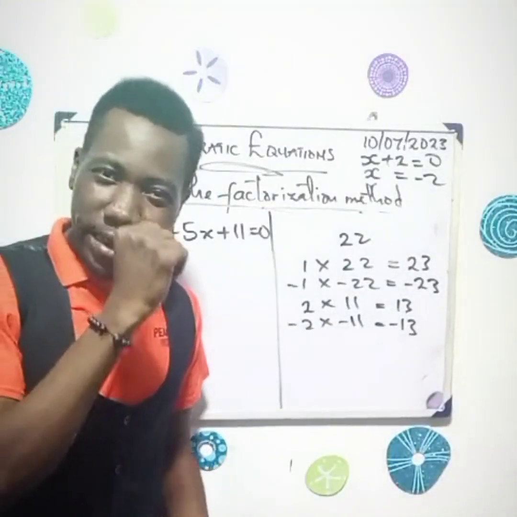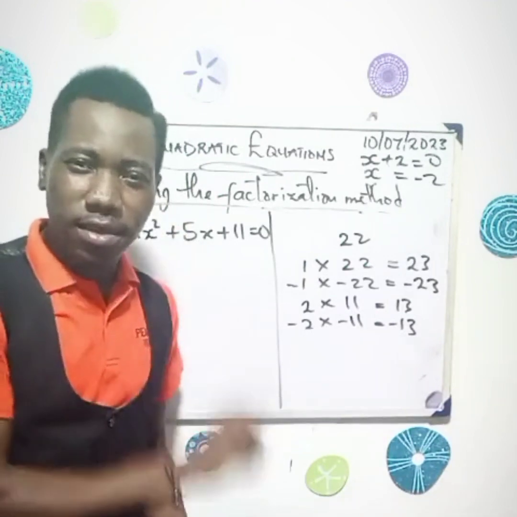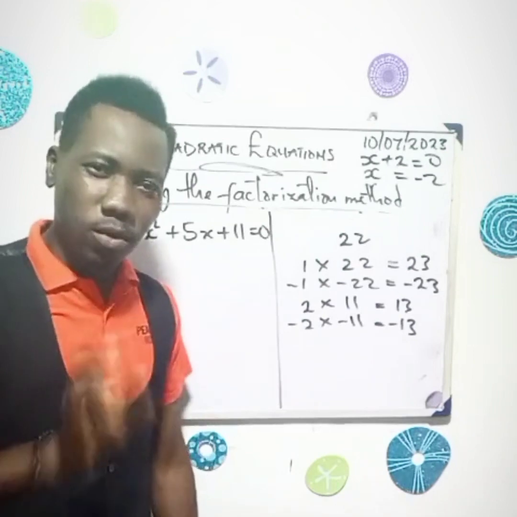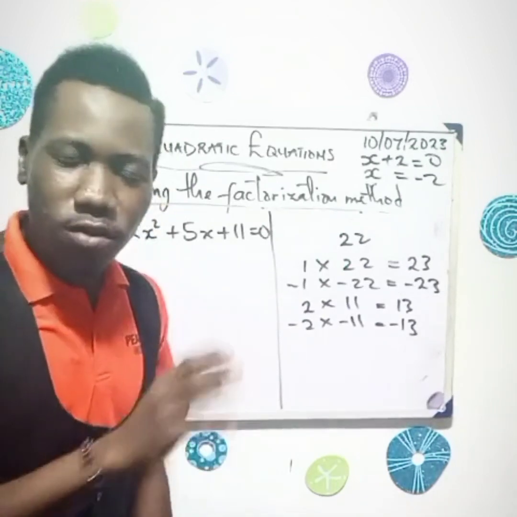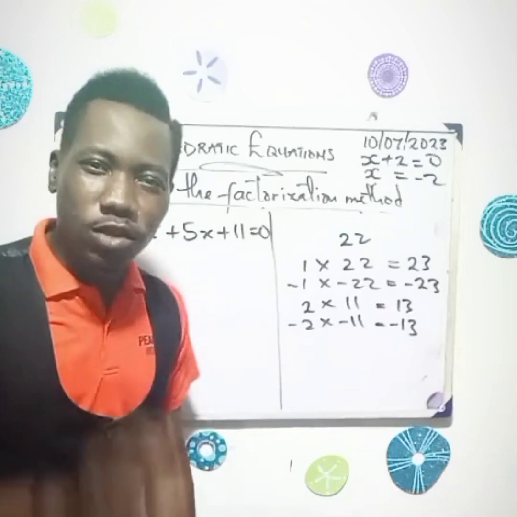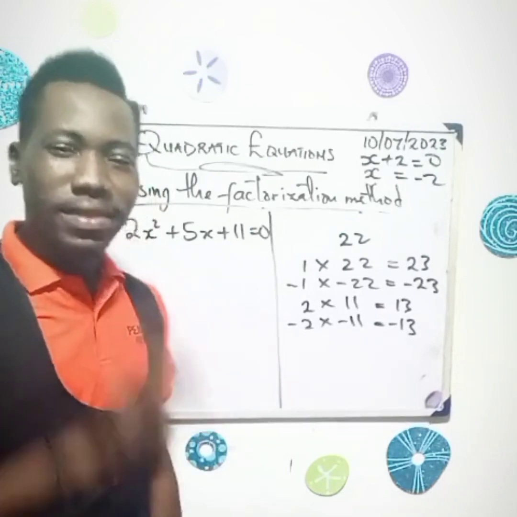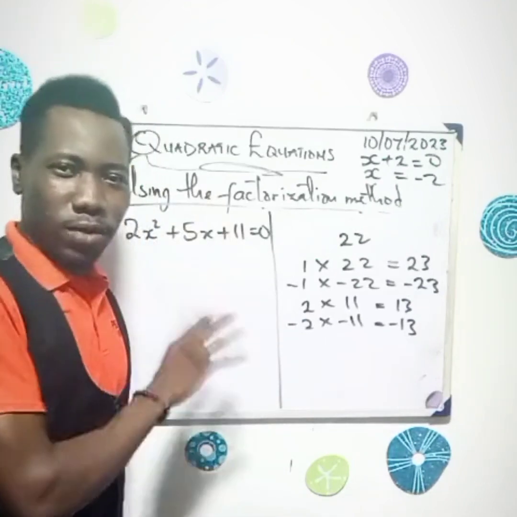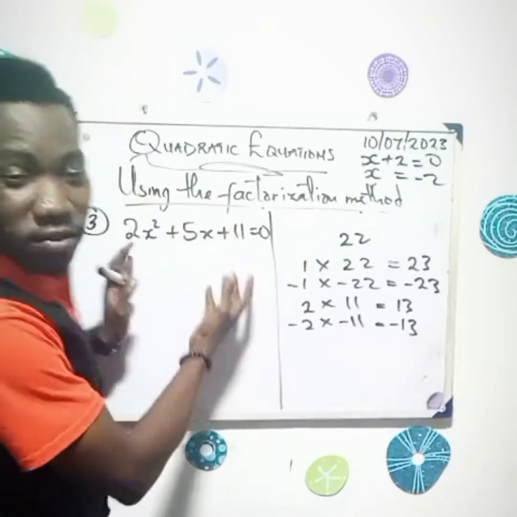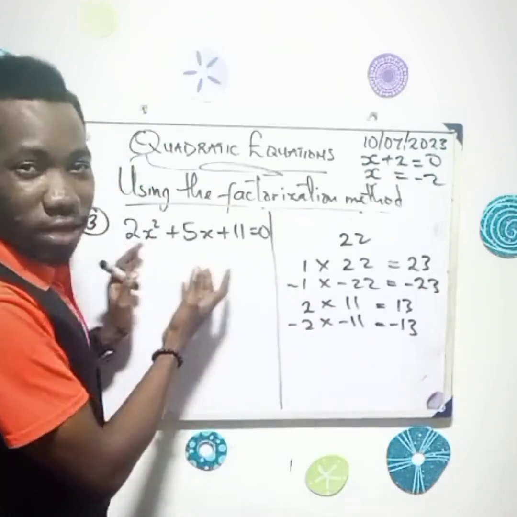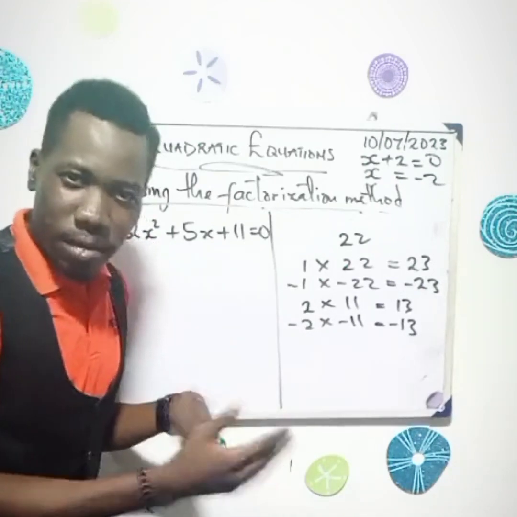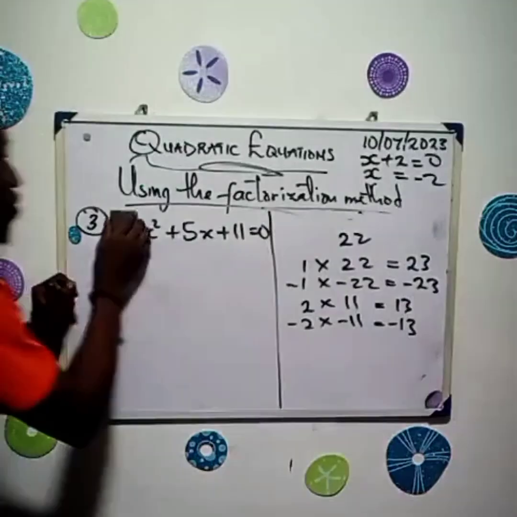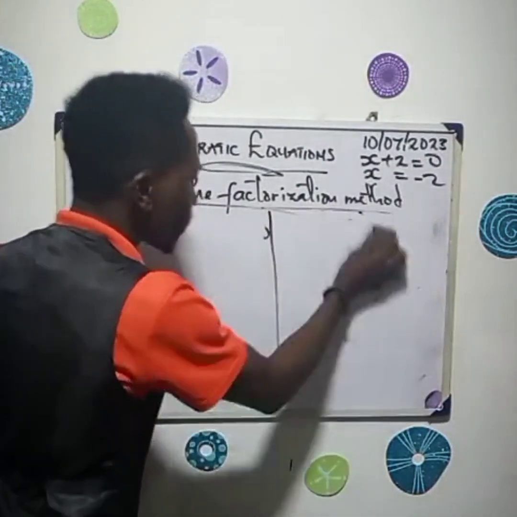What I wanted to say earlier before I paused: not all quadratic equations can be solved using the factorization method. We're not doing completing the square today. So what happens in this case? Since we cannot use the factorization method, you either use the completing the square method or the formula method. We're going to get to that. So we cannot solve this. Let's move on to another equation.